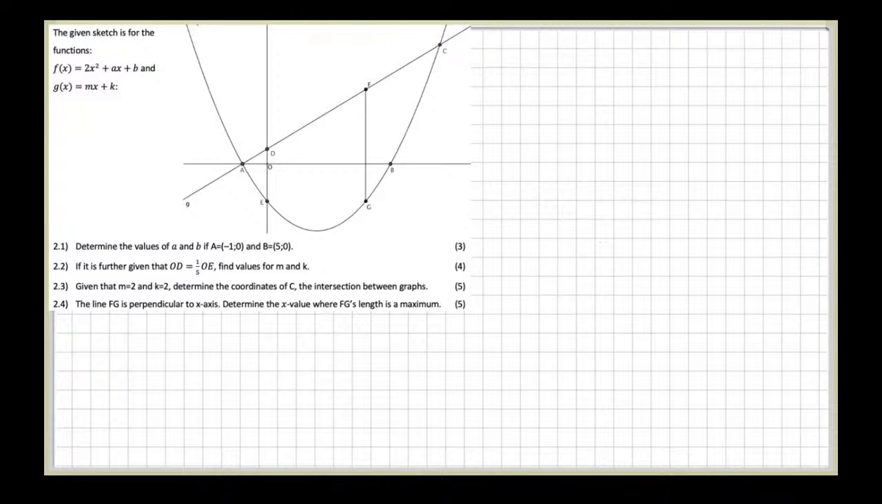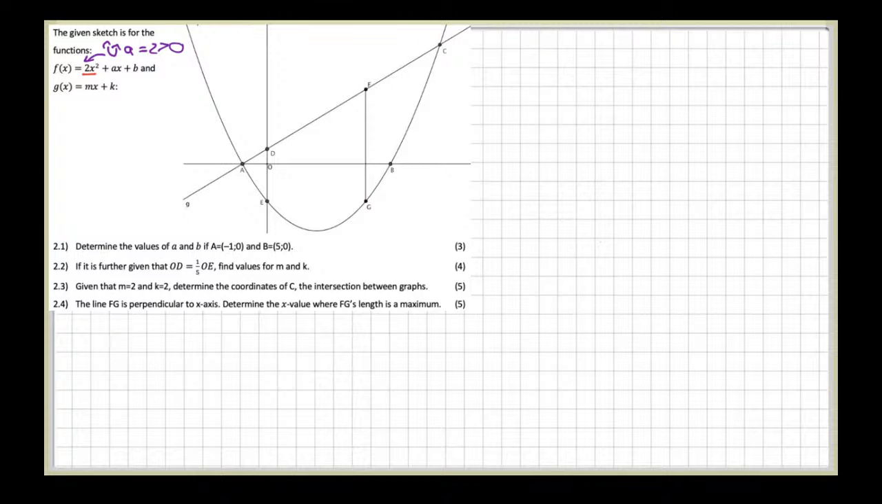The given sketch is for the functions f of x equal to 2x squared plus ax plus b, so a parabola, and g of x equal to mx plus k. Before I look at the question, I want to first analyze and get as much info from what has been given. I have a parabola because there is an x squared there. Important, it is a smiling parabola because of the a value, which is 2, which of course is greater than 0. That little bit of information I am definitely going to use, but you will see when and where.